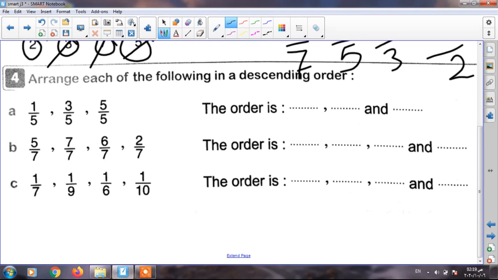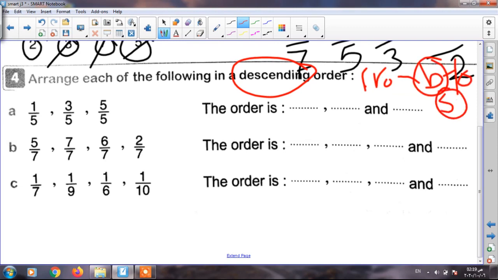What's the meaning of descending, Junior 4? Descending, it means from the biggest to the smallest. Okay? And here, first one, a fifth, 3 fifths, 5 fifths. Okay? What will I do here? I have the same denominator.